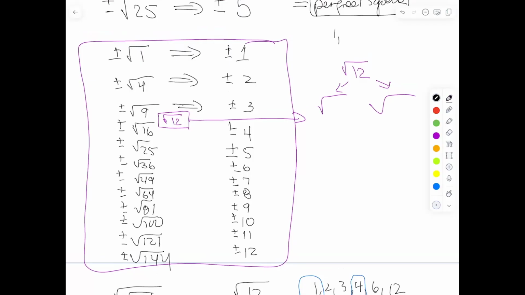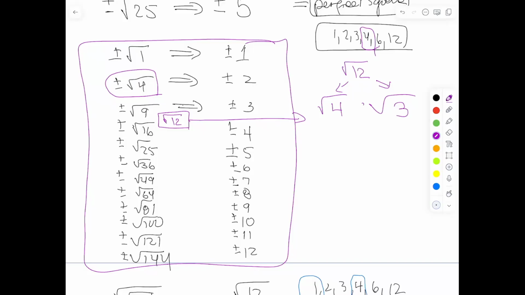12, well, 1, 2, 3, 4, 6, and 12. These are values that go into 12. But out of these values, which is a perfect square? Well, it's going to be 4, right? Because that matches this 4, right? So I'm going to use 4 here. And then what is 12 divided by 4? It's 3, right? Because what number times 4 will give me 12? It has to be 3, right?